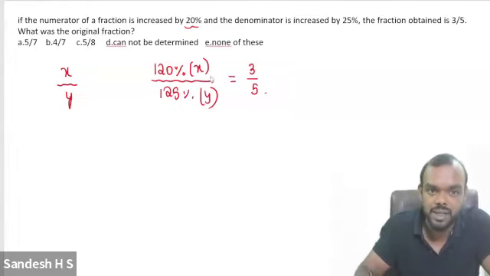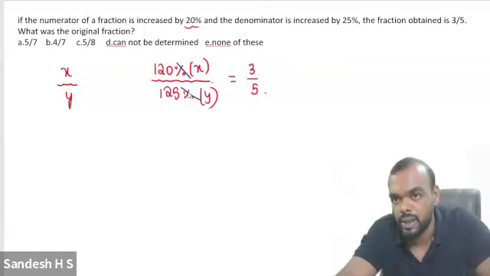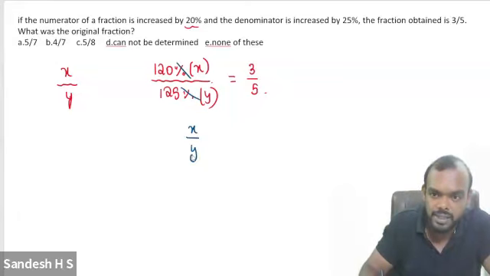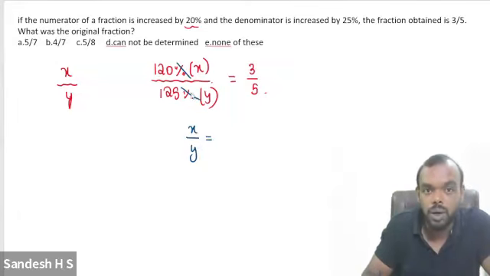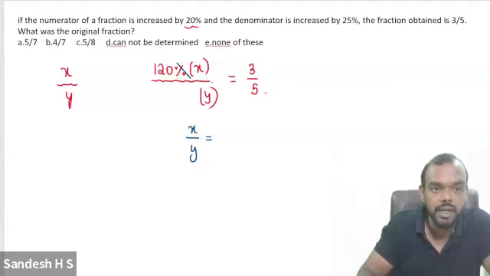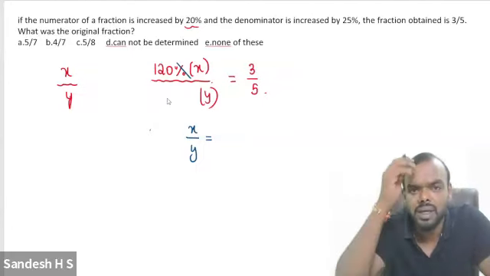Rest is cancellation. You can cancel percentage, need not to bother about it. In the numerator and denominator, if you see percentage, simply cancel it. So what do I get? X by y is equal to, oh, I'm sorry, denominator is decreased, right? Denominator is decreased by 25%. What should be right, guys?